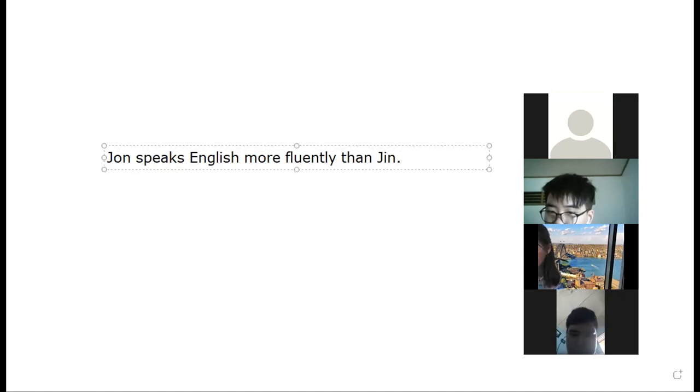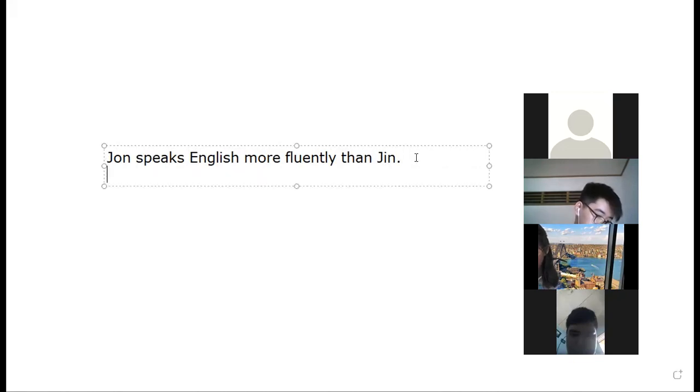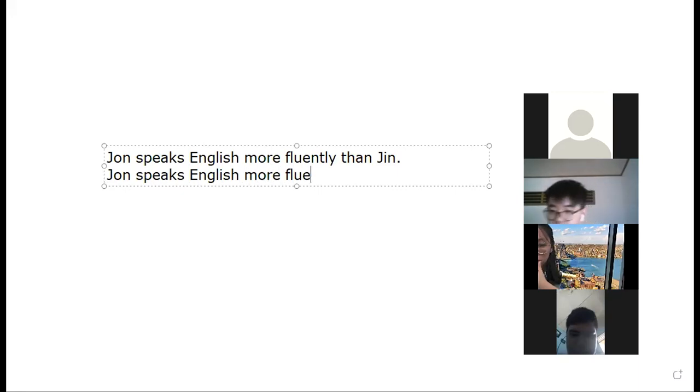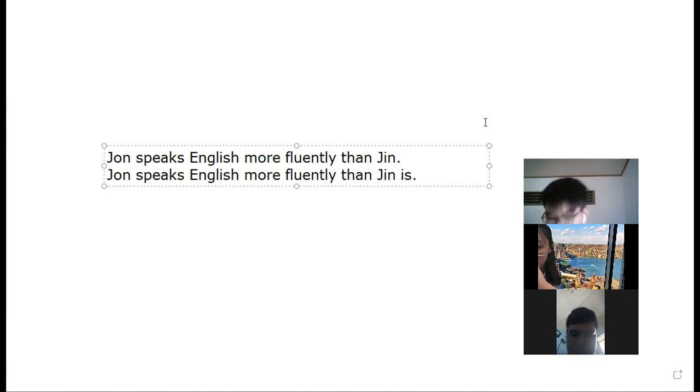Now look at that. John speaks English more fluently than Jean. Okay, this is the common sentence. Yeah. If you want to change this into the second type of the sentence, what would it be? This one doesn't use any verb after the comparison. Okay, John speaks English more fluently than Jean is. Okay, look at that. It's actually a problem, you know, why? John speaks English, it is a present, but it used verb. Gitu kan? And for this one, we also need to use verb, and the verb is not is.